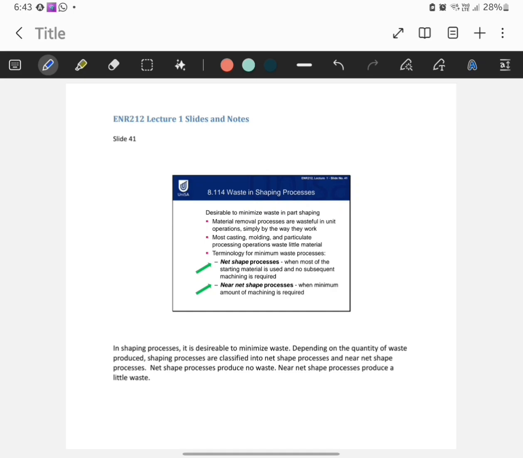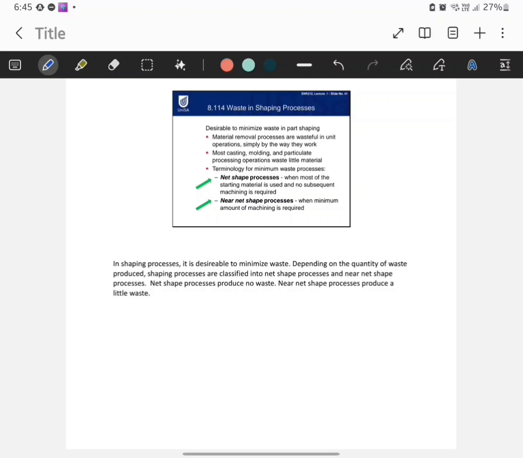And near net shape processes need minimal attention work and produce only a small amount of waste. So in near net shape processes, we need to do some machining on the part to reach the final surface of the final product that we need.